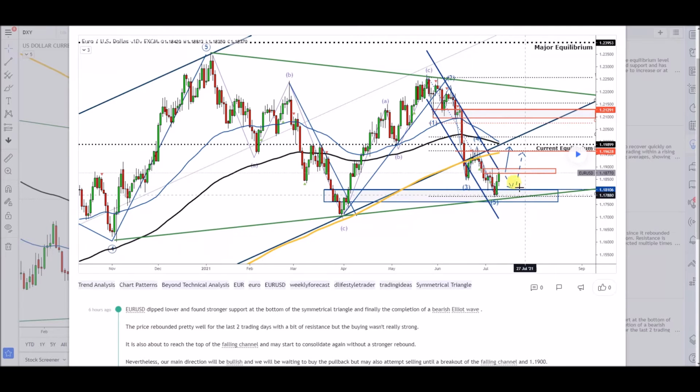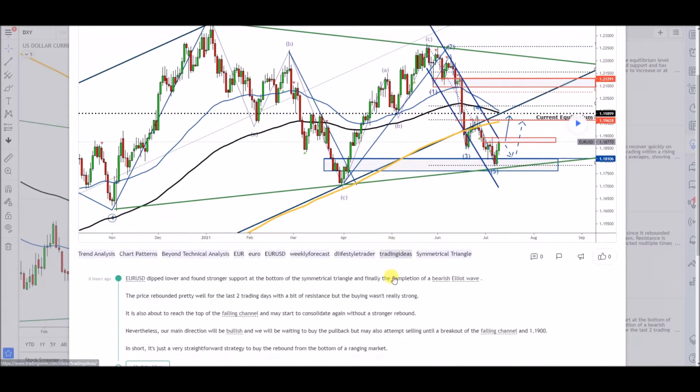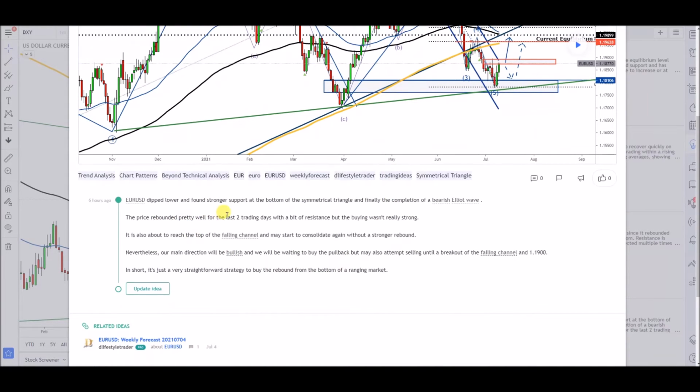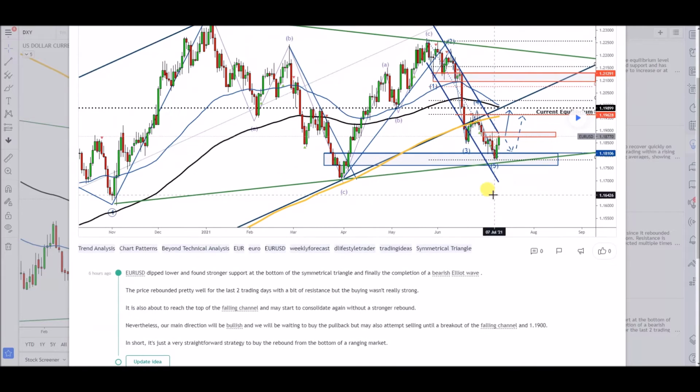As you can see, the price reached the bottom of the symmetrical triangle, completed this Elliott wave, and has already rebounded off. The price rebounded pretty well for the last 2 trading days with a bit of resistance, but the buying wasn't really strong. Well, yes, that is true. If it were strong enough, we would have already seen the price breaking above this high right here. But in any case, I think it is still pretty decent, but we might just expect a little bit more pullback.